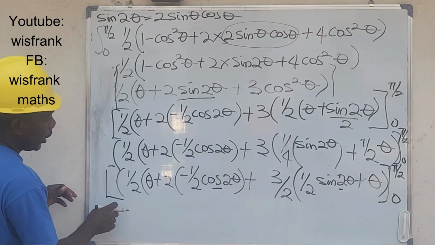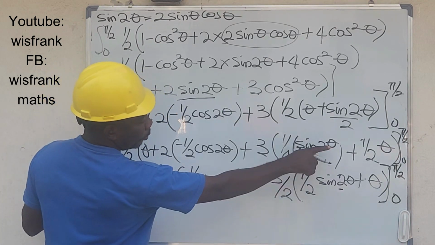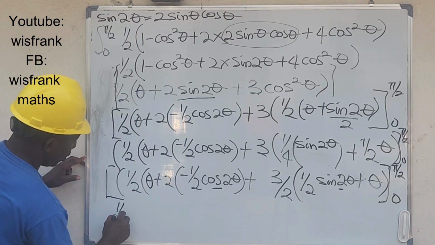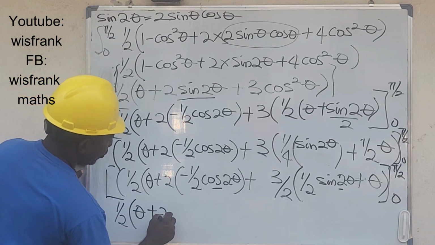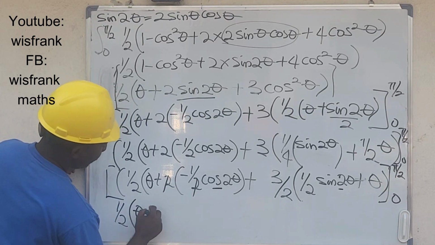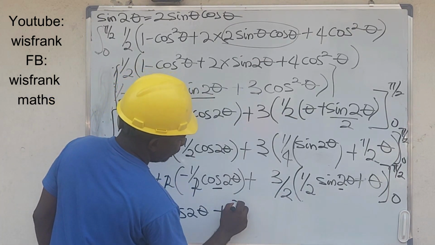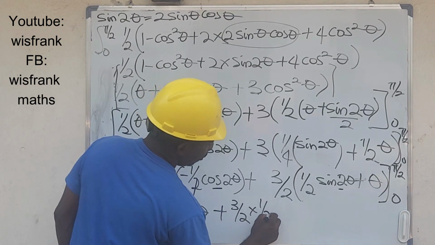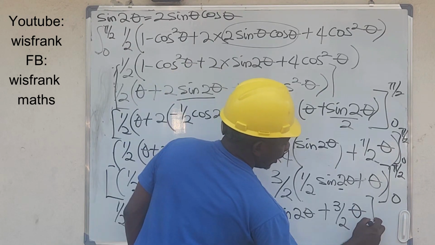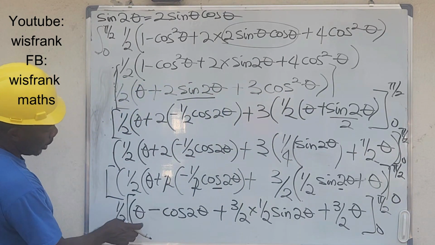So what we are going to do is to do another expansion and also to substitute the limit from 0 to pi all over 2. So what we are going to do now is to have this will become 1 all over 2 into theta plus 2. This 2 will cancel itself. So this will become minus will come here. So we have minus cos 2 theta plus, here we will expand this. We have 3 all over 2 times 1 all over 2 sine 2 theta plus 3 all over 2 theta, all the limit of 0 to pi all over 2. That is what we've gotten. So this is the equation.